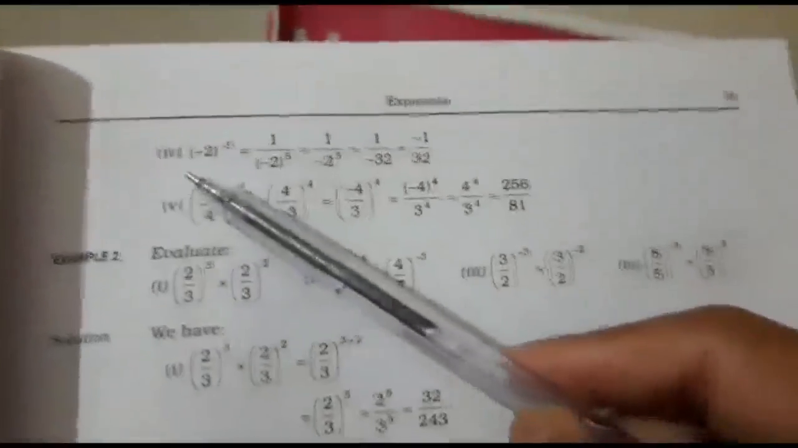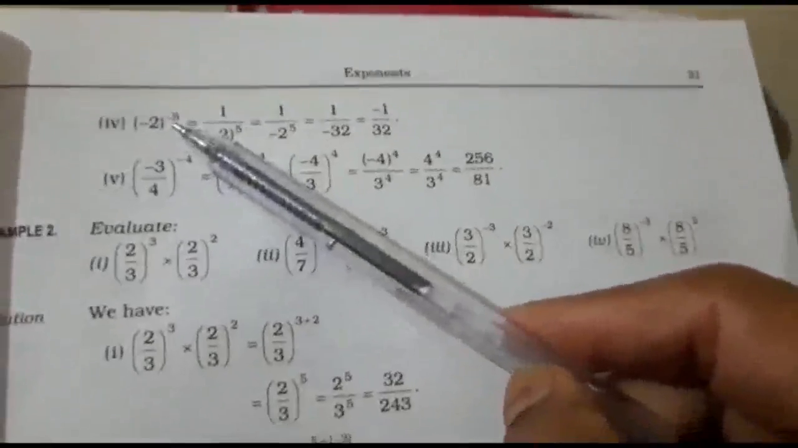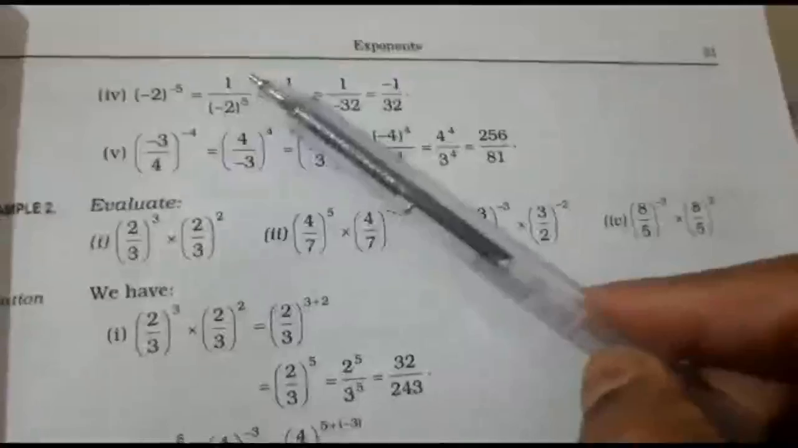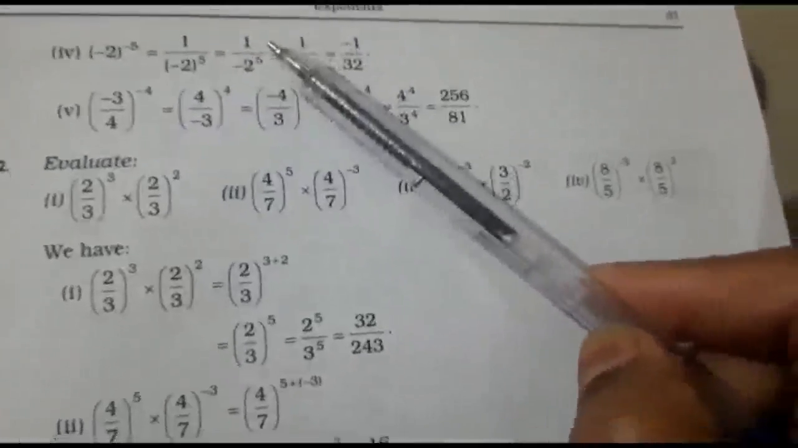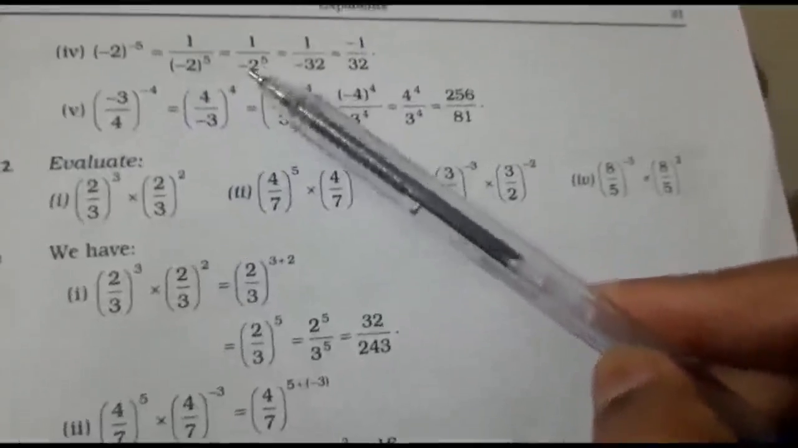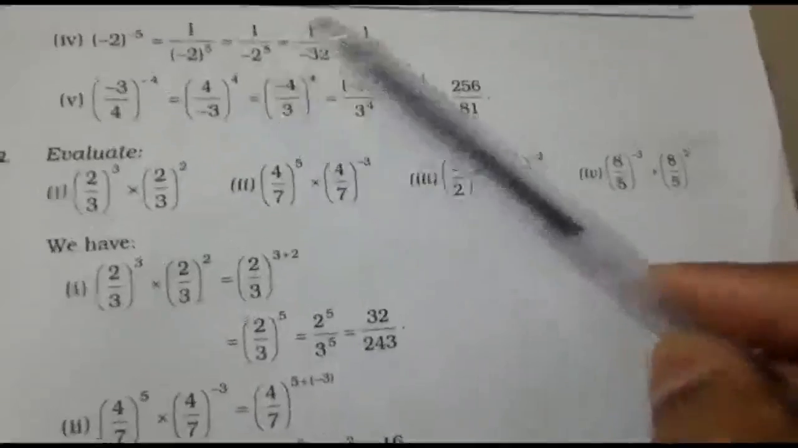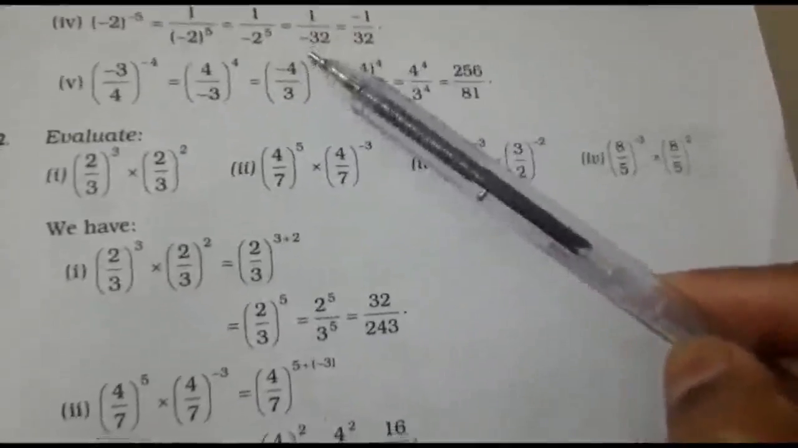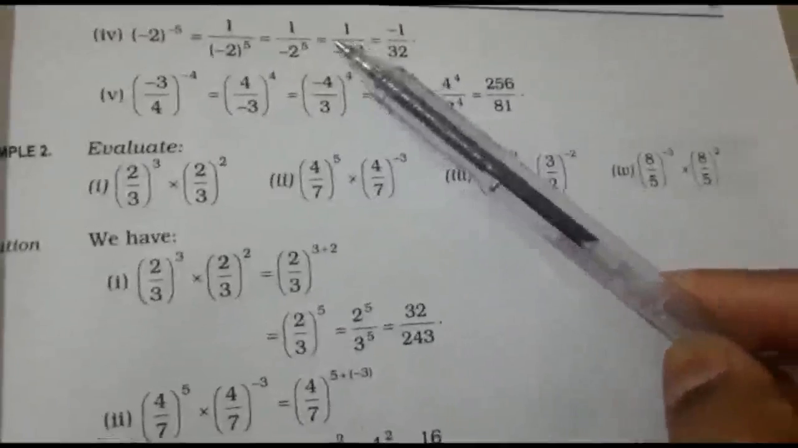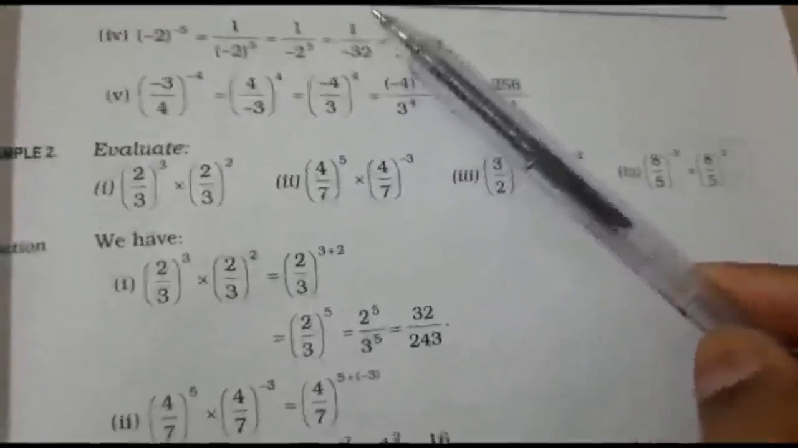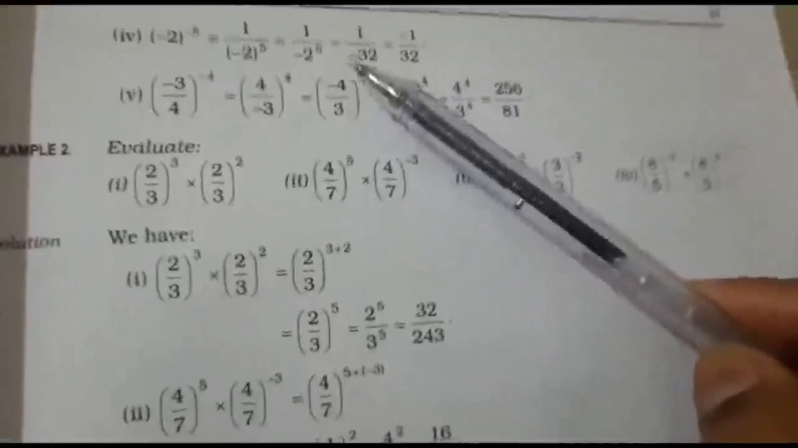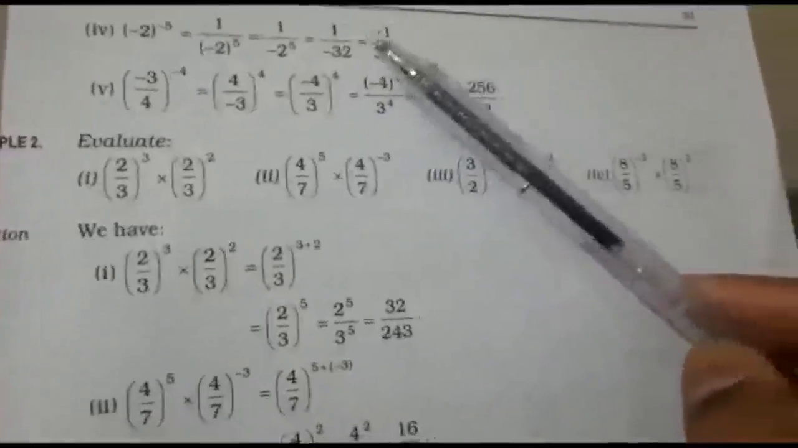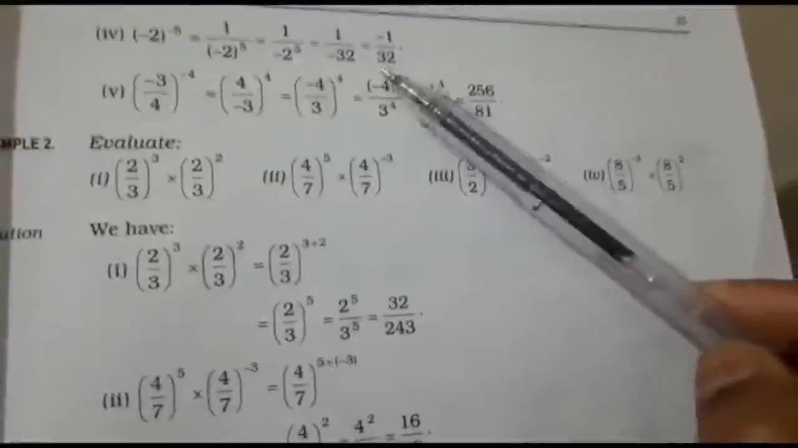Now let's come to the fourth one, minus 2 raised to the power minus 5. Again, you have to take the reciprocal, 1 upon (minus 2) raised to the power 5. Multiply minus 2 five times. That is equal to 1 upon minus 32. Now always remember, if the minus sign is in the denominator, we multiply both numerator and denominator by minus 1, so that the minus goes in the numerator. So it is equal to minus 1/32.